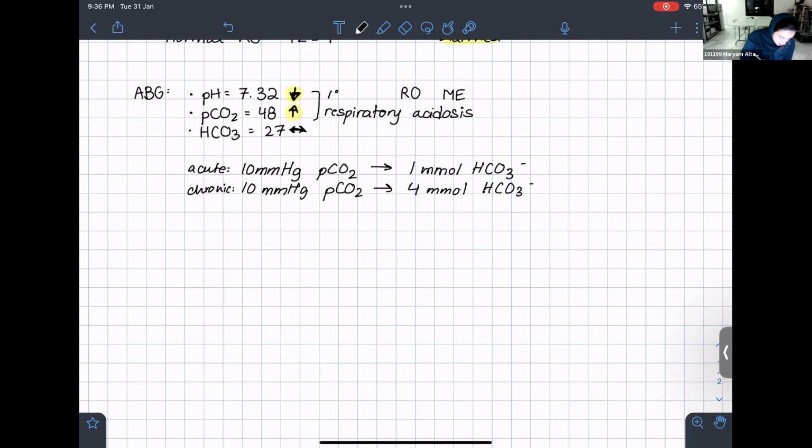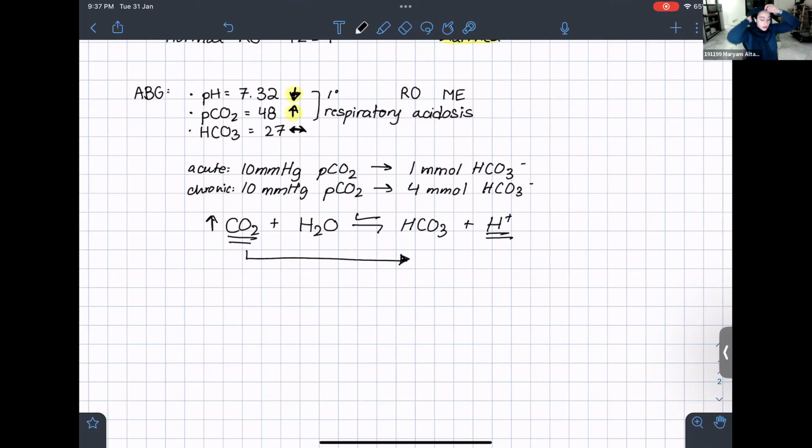But how do I know if the compensation is an increase or decrease? Again, let's go back to the basics. CO2 plus water gives us bicarb plus H plus. Because it's a respiratory problem, our CO2 is very high, so it's shifting this way, and that's why you have an acidosis. In order to compensate, the bicarb is going to consequently increase because of this problem.